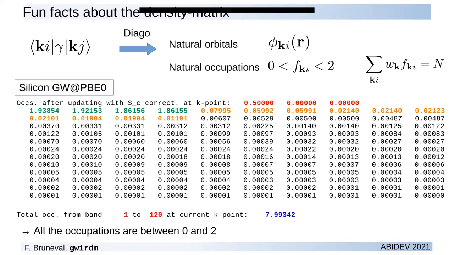So now the occupation numbers are real numbers, not integers anymore, and they can go from 0 to 2 continuously. Here it's an insulator, so we can see a kind of gap, but it's not like a step function. If we sum up all the occupations, here we have the blue result of 7.99, which is not exactly what we would expect for a unit cell of silicon. It should be 8, so we are losing some electrons from this K point.